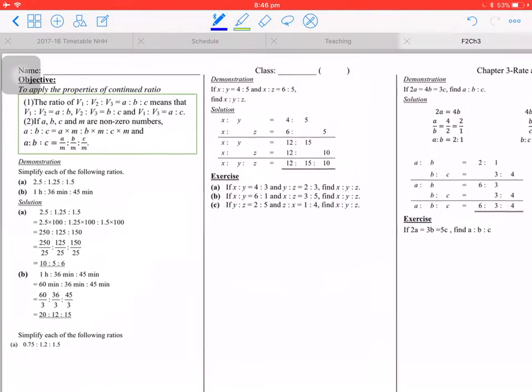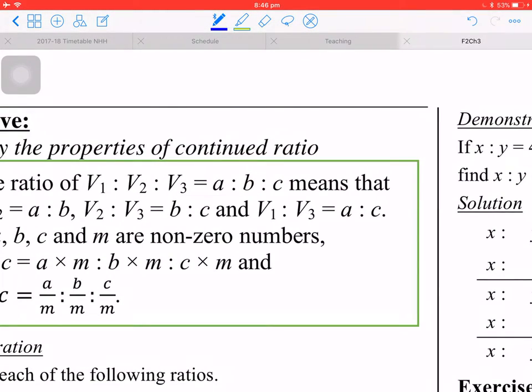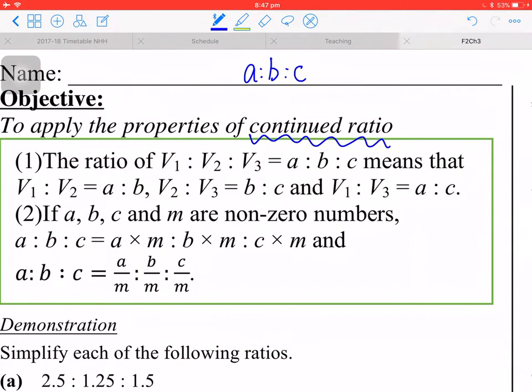Okay, this video is about continued ratio. As far as continued ratio is concerned, when you see A to B to C, or more than two numbers, that will be a continued ratio. Okay, these are the properties of the continued ratio.